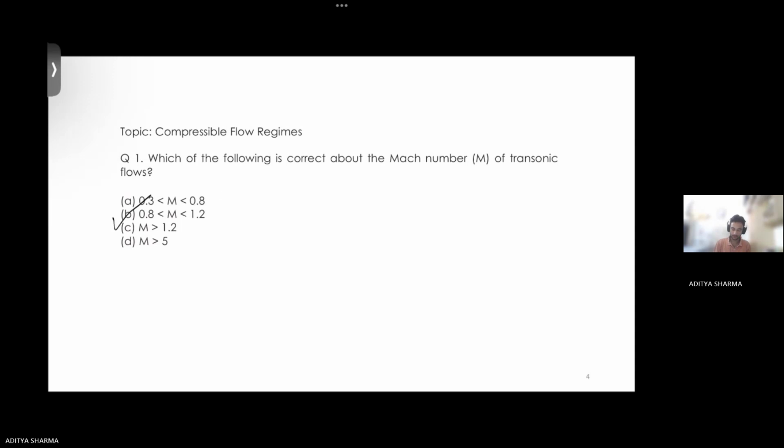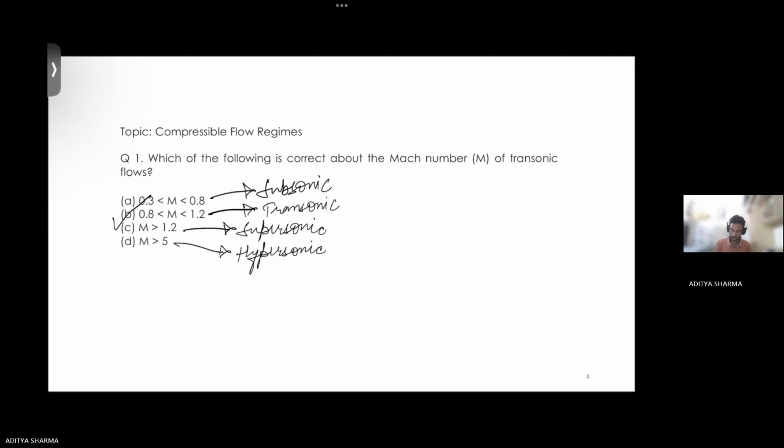So this is a transonic. Transonic, and this is, so option B is correct. Let's see the next question.